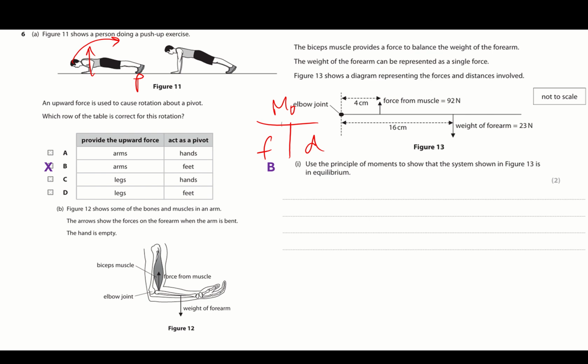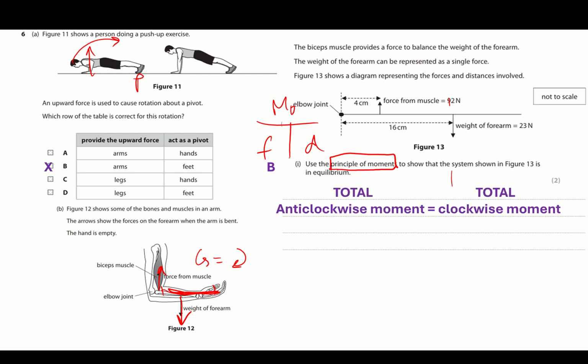Okay, now we've got biceps, and it says the muscle provides a force to balance the weight of the forearm. So the weight's pulling down and this muscle provides a force. And if the hand was stationary here, that would be in an equilibrium, with the total of the anti-clockwise equal to the total turning moment of the clockwise. So it says use the principle of moments. So we're going to have to state total clockwise and total anti-clockwise. I always state anti-clockwise first because it's easier for me to just write it. So first part, the total anti-clockwise moment must be equal to the total clockwise moment.